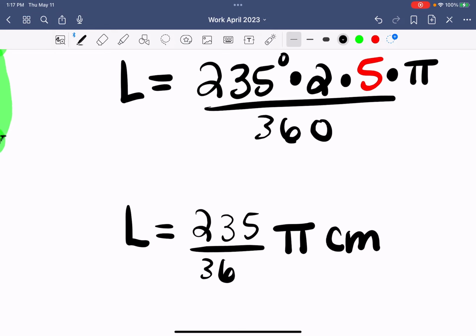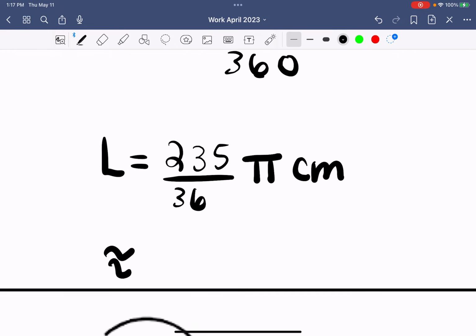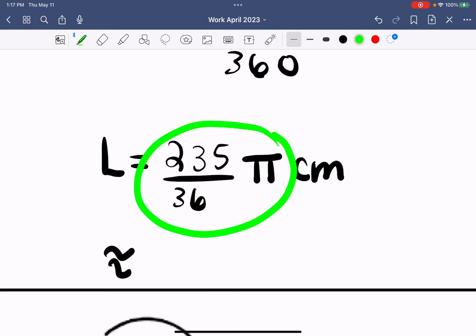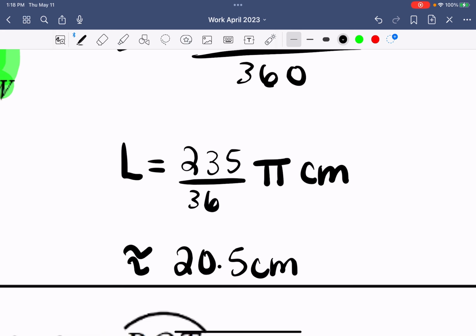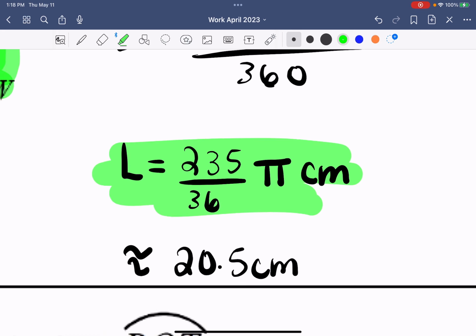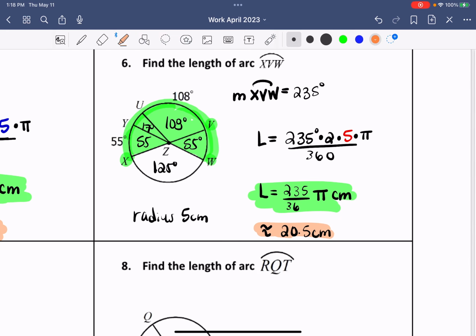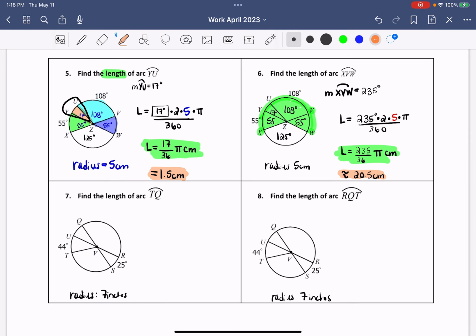And then we put pi centimeters. Now, if we want a decimal, then you will write this into the calculator. 235 on top of 36, and then multiply with pi. And we should get 20.5 centimeters. Okay, so we have our answer in terms of pi, and then our decimal answer. So you guys should be able to do the bottom two exactly the same way. First, find all the pieces that you need. And for both of them, you're using a radius of 7. You're using the same formula as 5 and 6.